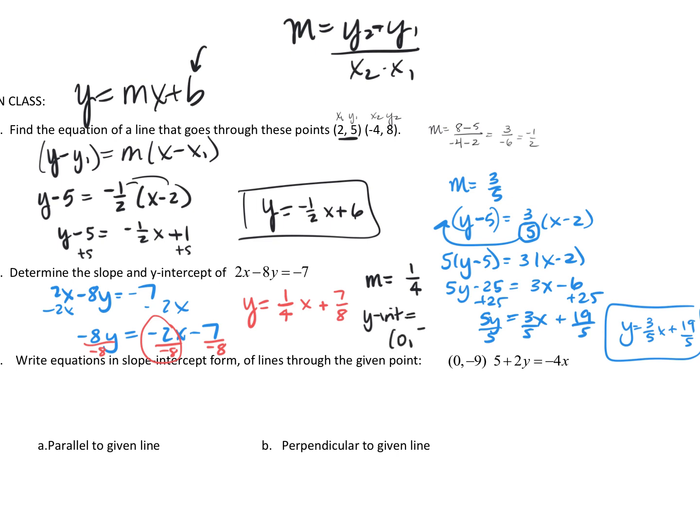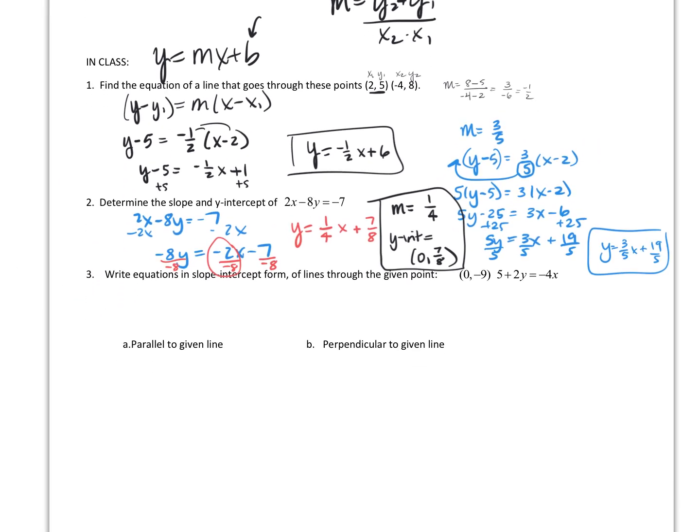7/8. So it is a point, so it would be 0 and then 7/8, right? So this would be my final answer. So there has to be some rearrangement to happen. But there's your final answer. No biggie. Okay? Last thing.